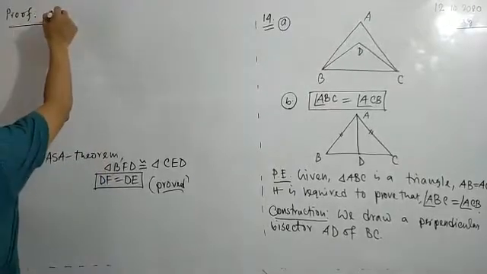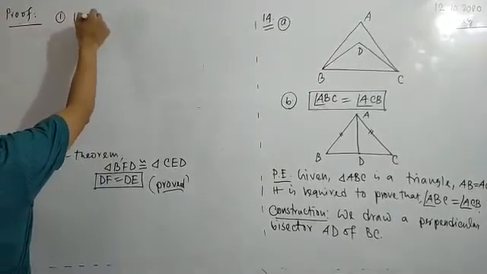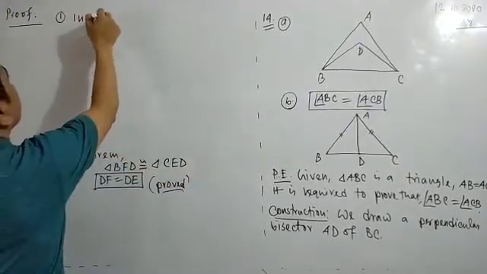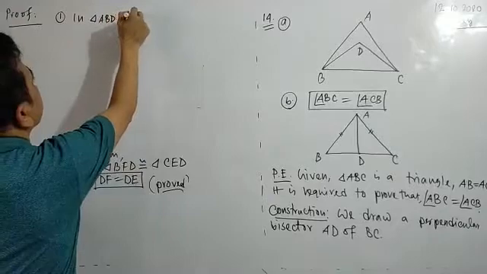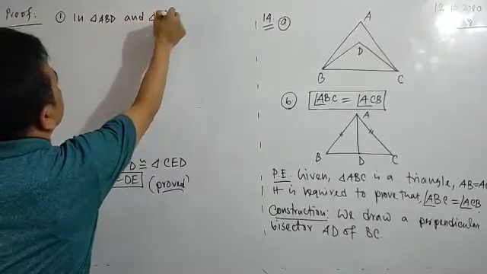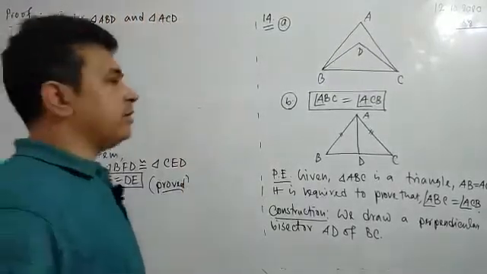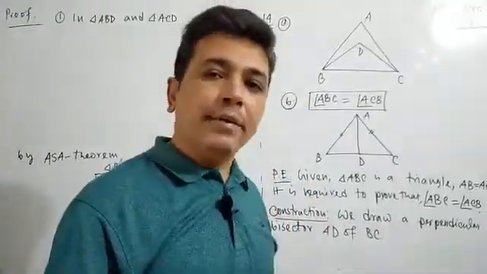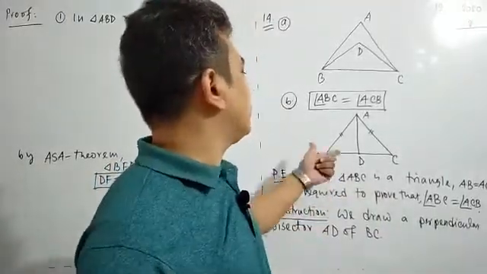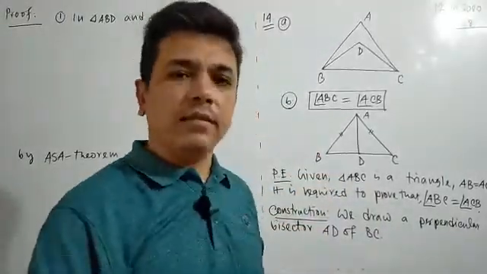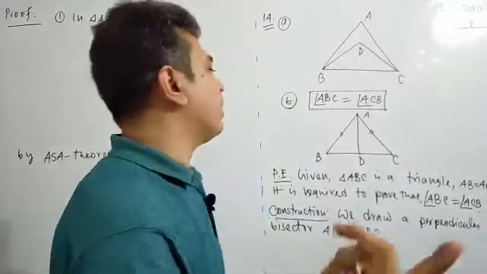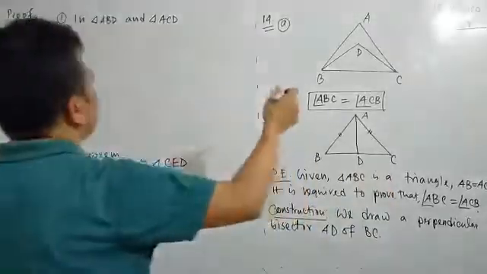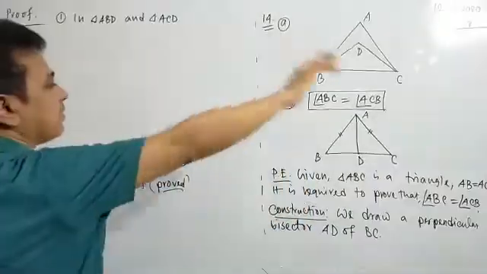Look at that, in triangles ABD and ACD. Someone has just written two lines: in triangle ABC, AB equals AC, so the opposite angles are equal. This way also is okay, no problem, just one or two lines, and logically it is correct. But look at that, if you prove it this way, I think it's looking better.